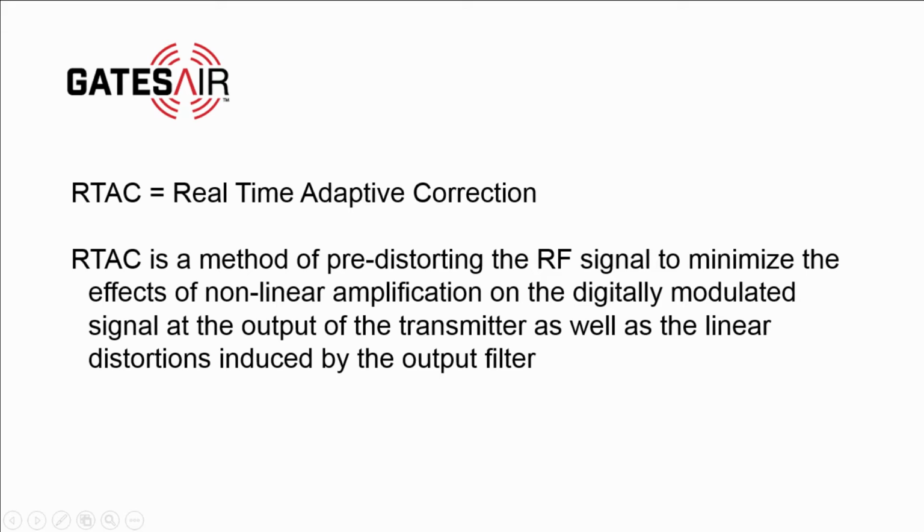First, let's take a brief moment to discuss what RTAC is. RTAC is an acronym for Real-Time Adaptive Correction. The primary purpose of RTAC is to compensate for nonlinear distortions within the amplifiers and RF components of the transmitter. RTAC also compensates for linear distortions caused by RF components such as channel combiners. This introduces group delay into the system.